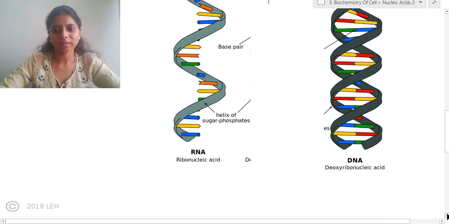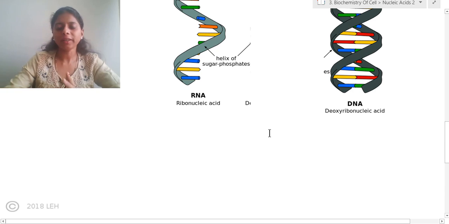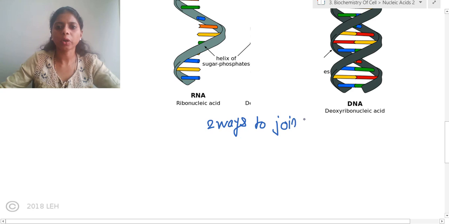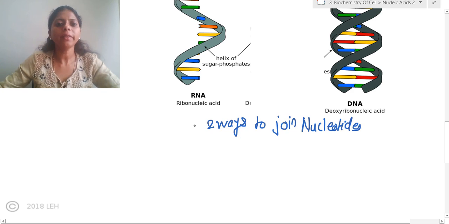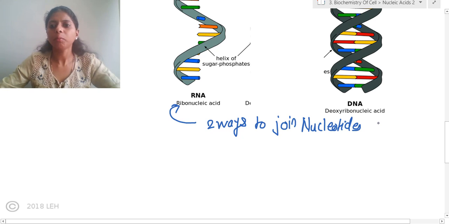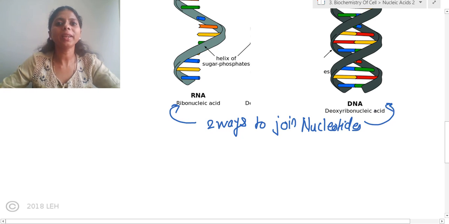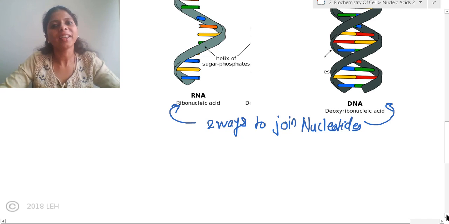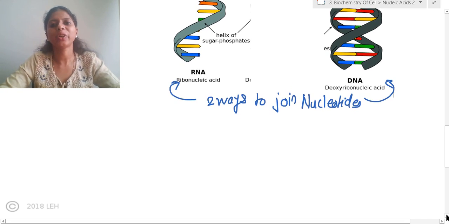So let us try to understand. Now, understand one thing properly. There are two ways to join nucleotides. Only one way we apply while making RNA, and both the ways we need to apply to make up DNA. So let us try to understand how exactly these nucleotides join to one another to form RNA first, and then we will see how exactly they join to form DNA.